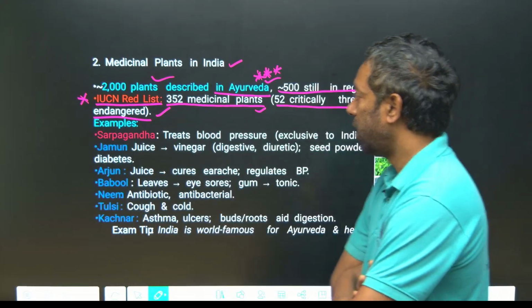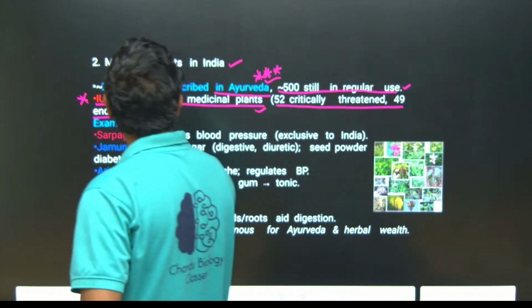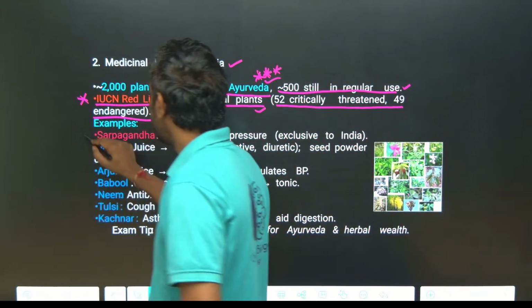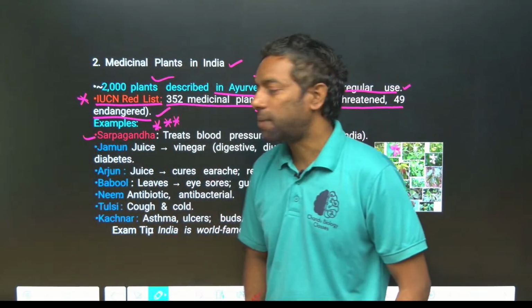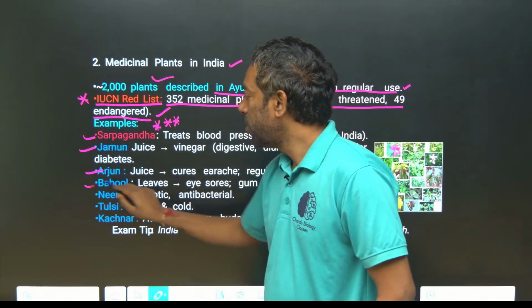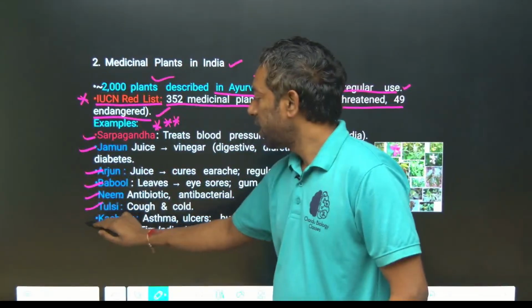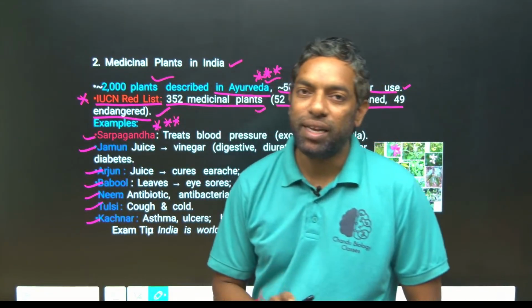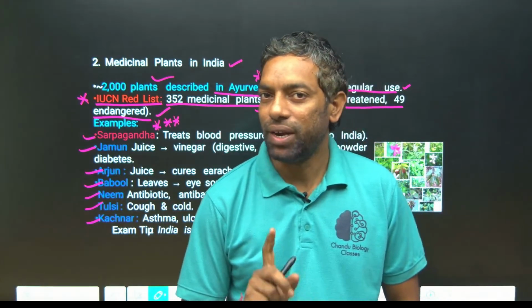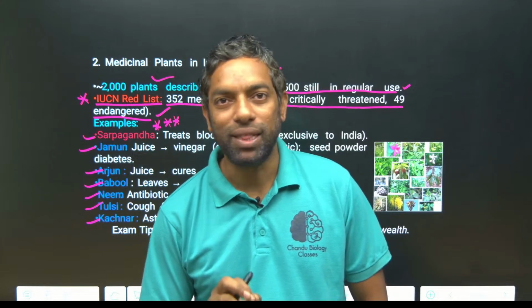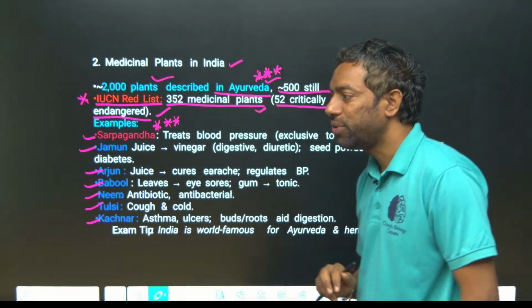Some examples they did ask in the previous year exam: Sarpagandha, Jamun, Arjun, Babul, Neem, Tulsi, Kachnar. These are the examples given in the NCERT, guys. In that way, they might ask you in the exam.